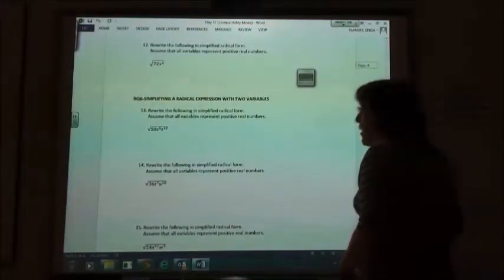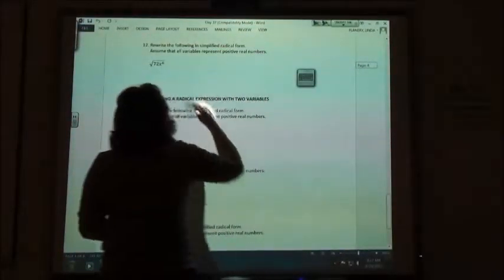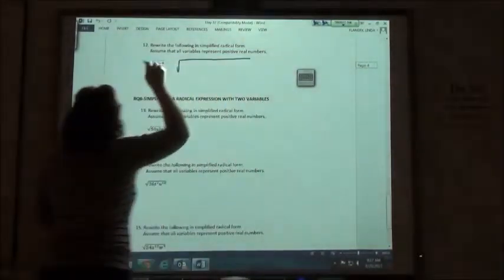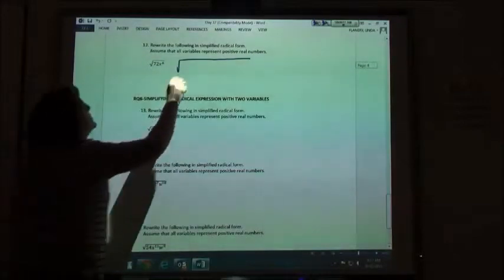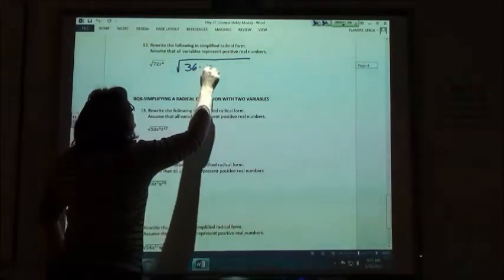And so number 12, same kind of thing. I want to simplify this. 72 is not a perfect square. What's the biggest perfect square that divides evenly into 72? There's a bigger one than 9. 36. So I'm going to say that's 36 times 2.